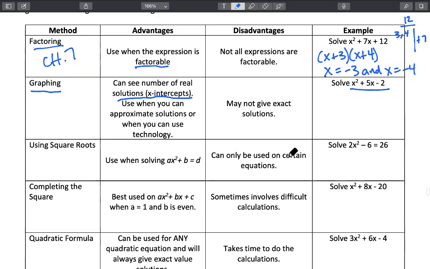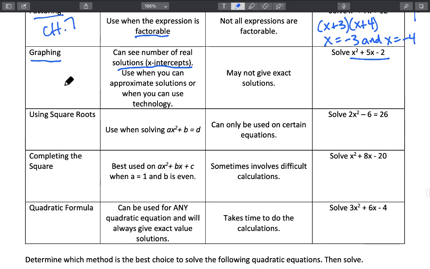All right, that method was given to us in section 9.2. Following that method, section 9.3 was using square roots. Now, square roots could only be done if you did not have that linear term. In other words, there was no x term in our quadratic. So if there's just an x squared term and a constant term, then you can use the idea of square roots.